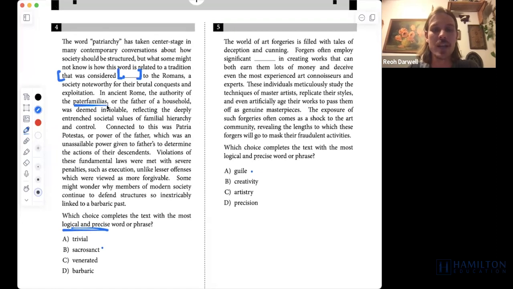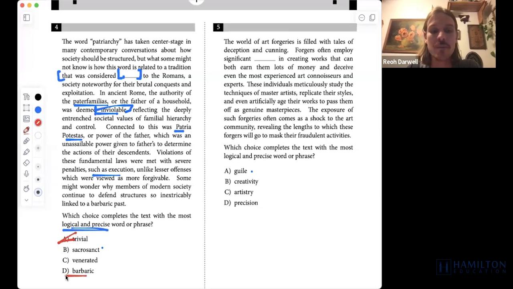The tradition is paterfamilias and patria potestas, both of which give incredible power to the father, and these things were deemed inviolable. You cannot violate these things, and if you were to violate them, you got severe punishments, such as execution. So doing something against your father, or against the ability of your father to determine your whole life in Rome, was something that could be met with execution. All right, so this is certainly not trivial.